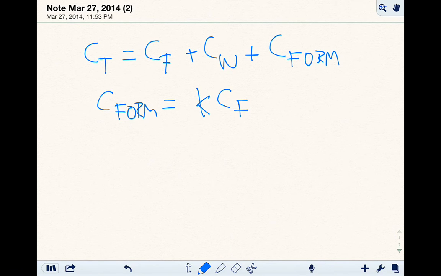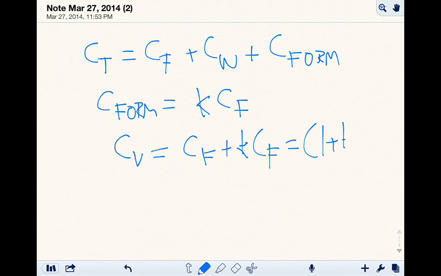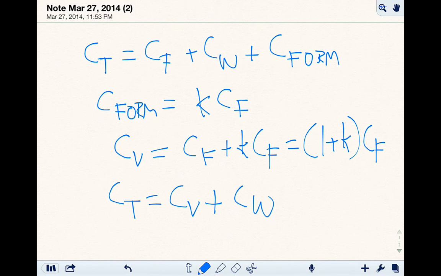Thus, I can make a total viscous drag, which includes both form drag effects, or viscous pressure drag, as well as the skin friction drag. That's going to be equal to CF plus K CF, or 1 plus K times CF. And that will be what I'll call my viscous drag, which will include both those components. So now the total drag on the boat I can write as CV, this viscous drag, which has those two components, plus CW, which is the wave drag.